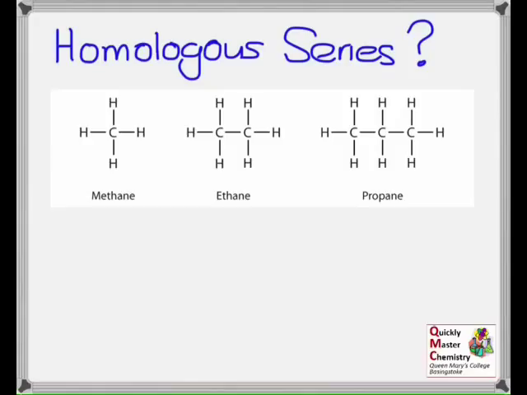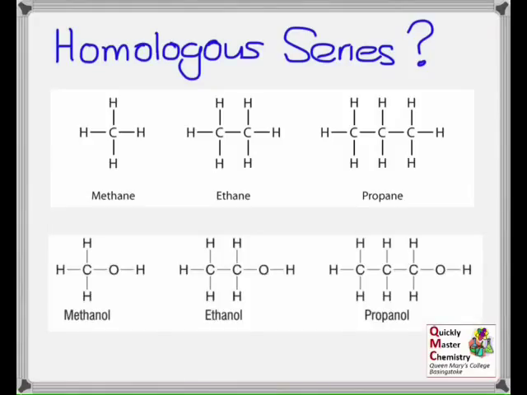Getting a little bit more advanced, this is another homologous series, the alcohols in this case, and you can see that each molecule here has this C-O-H group in it, and then there's variations on that simply in terms of the number of carbon atoms.